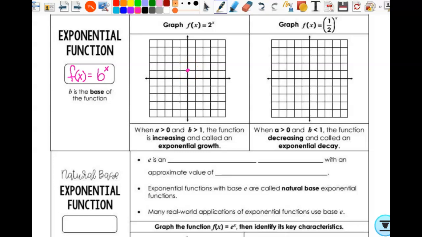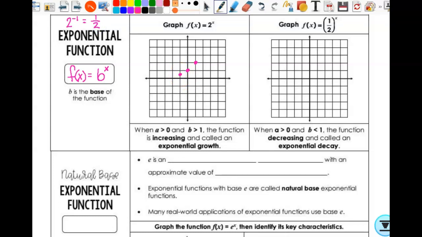Then my next anchor point, I can substitute in 1. When I substitute 1 in here, I get 2. 2 to the first is 2. If I substitute in a negative 1 right here, what is 2 to the negative 1 power? One half. Thank you. You have to know your exponent rules. It's 1/2. So when I go to the negative 1, I get 1/2.